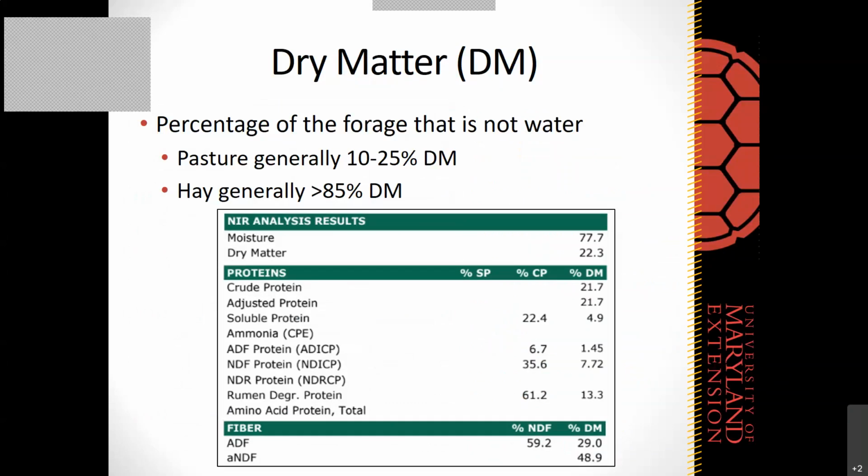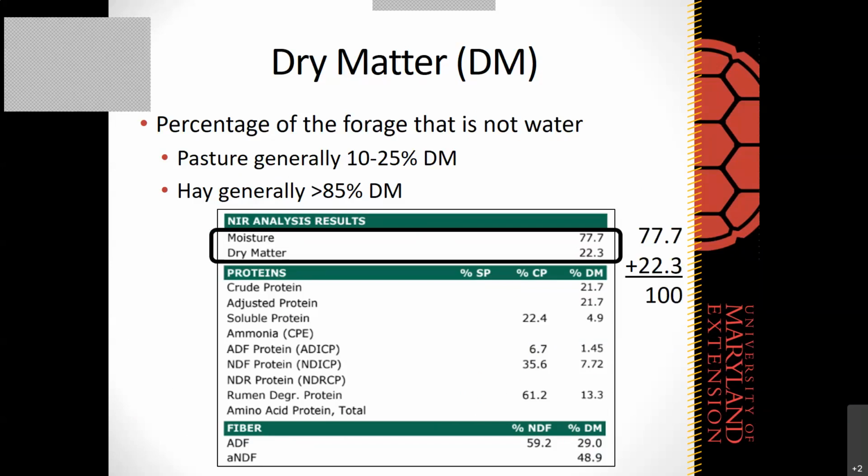So a lot of that moisture has evaporated and gone out of the forage. And as a result, hay has a lot higher percent dry matter compared to pasture. We'll talk about why this is important, but you'll see on your analysis that you'll have a line showing the moisture and the dry matter concentration. If you add those two up, you'll get 100%. And the key, when you're looking at your forage analysis, is to focus on that percent dry matter column.